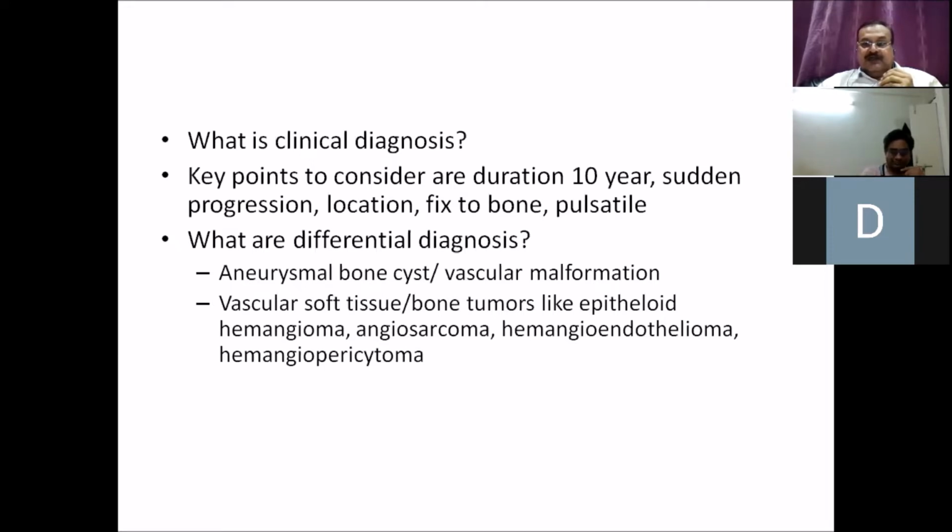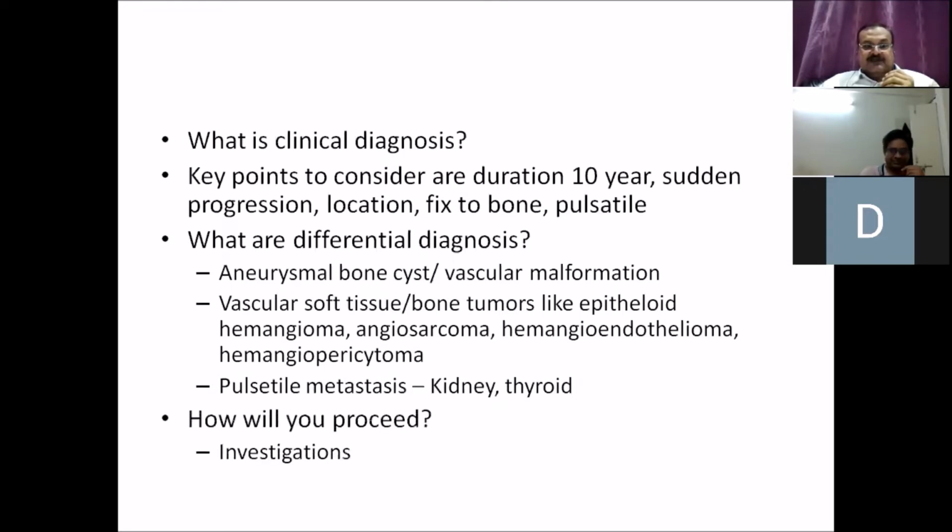The only thing that will go against a hemangioma is that it is not a soft cystic swelling. So it is a variegated consistency swelling. It is soft at places and it is hard at places. So that will go against hemangioma. And then you have obviously pulsatile metastasis, which comes from kidney and thyroid. So with this differential diagnosis, how will you proceed? What investigations are you going to order? Imaging first. So what imaging are you going to do, Ajay?